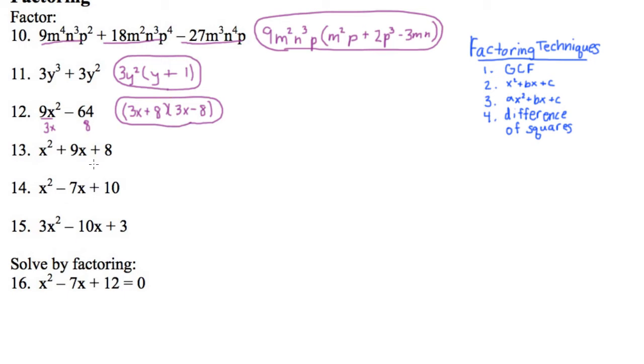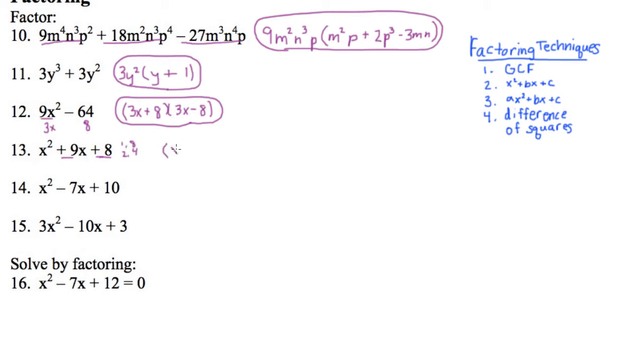Number 13. This is unfoiling. We want to find 2 numbers that multiply together to be positive 8 and add together to be positive 9. So I take that 8 and I start listing its factors. 1 and 8, 2 and 4. Do any of those add up to be 9? Yep, 1 and 8 do.